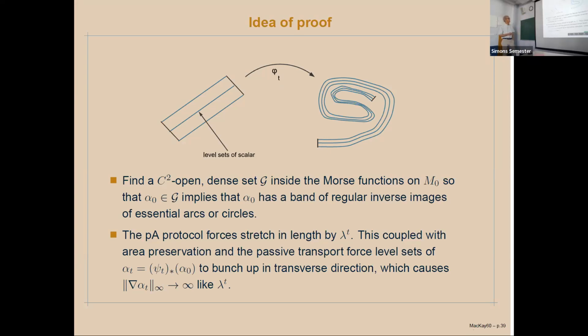All right, so here's the argument, and this is just the local argument. We hit it with our fluid motion. So what do we know? Well, the level sets of the scalar are arcs, and they're topologically non-trivial arcs. All right, so the image of this band is really long. But remember, we assumed it was area preserving. So the area of this is fixed. So you have something that's really long, but its area is fixed.